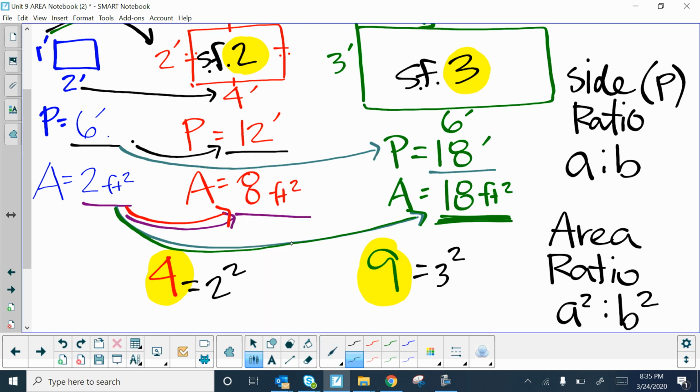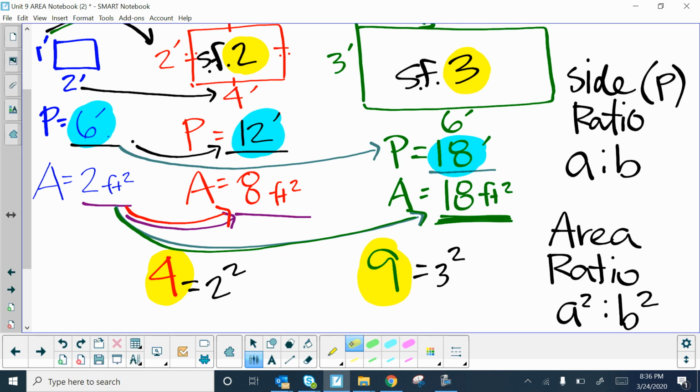Now, keep in mind, the side ratio is the same as the perimeter ratio because, let me get my highlighter, when we were looking at the perimeters, the original perimeter was 6, and when we use a scale factor of 2, the perimeter was 12. It got twice as big. And then when the perimeter was 6 and we use a scale factor of 3, it also got 3 times larger. 6 times 3 is 18. So the perimeter ratio is the same as the side ratio because the sides got twice as big and then the sides got 3 times big, which is the same as the perimeter.